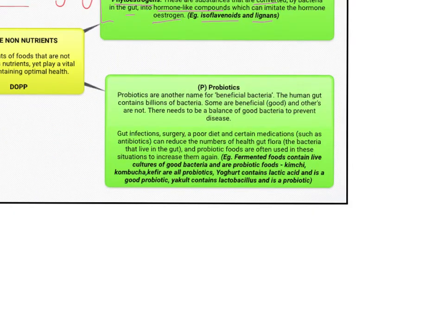So the last type of active non-nutrient that we're going to look at is probiotics. And these are very, very common these days, and a lot of foods are actually fortified with probiotics. And they are a really, really well-known active non-nutrient, particularly in today's society. So probiotics is another name for beneficial bacteria. Now, the human gut contains billions of bacteria. Some of them are beneficial, these are good bacteria, and others are not beneficial.